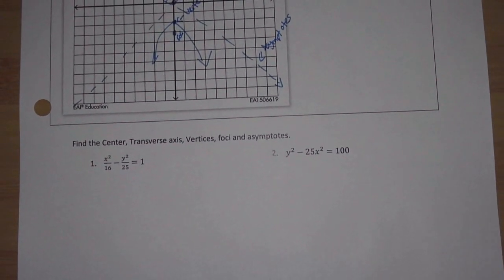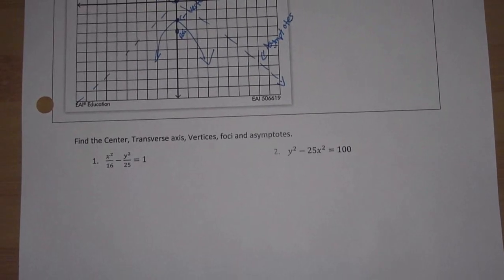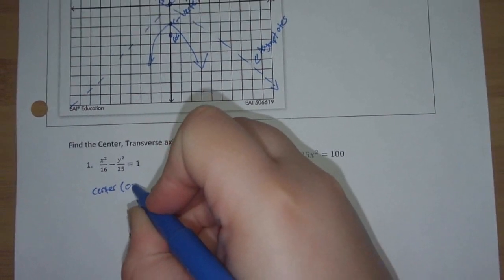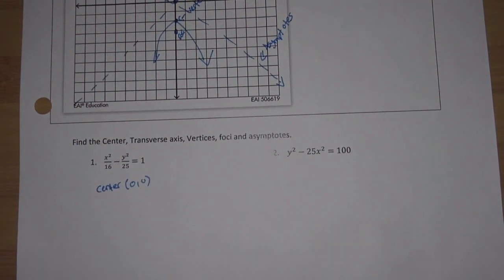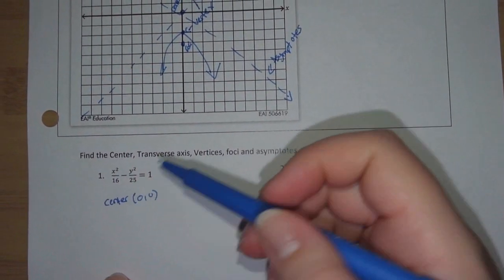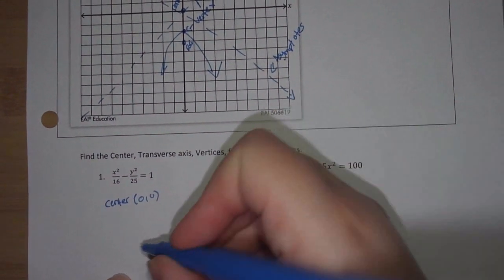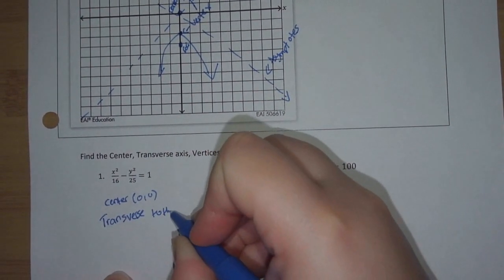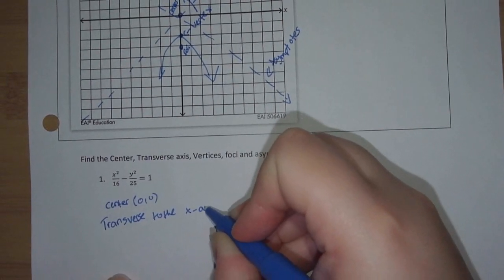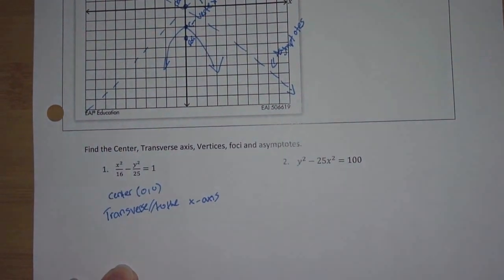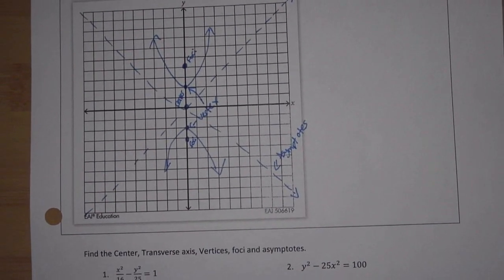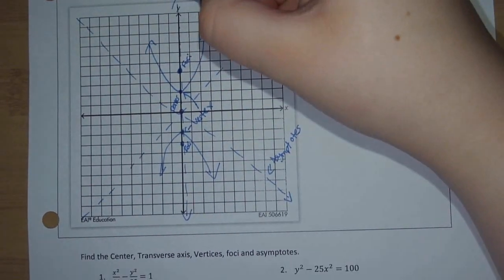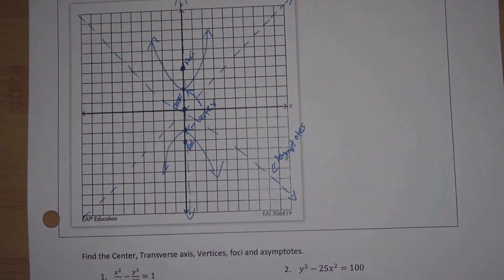Alright, so let's look at the first problem here. Now, the center for this one right here, we're not adding anything to the x or y, so my center is 0, 0. This one, the bigger number, is under the y variable, so that means it is transverse to the x-axis, or transverse is parallel to the x-axis, I should say. The transverse axis is the one that goes through the foci, vertices, and centers. So it goes through all those points.